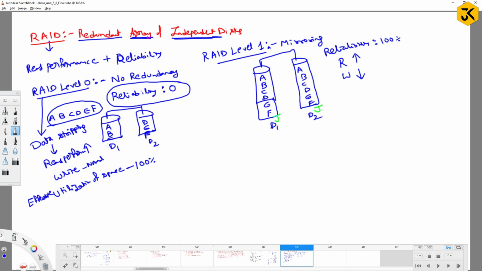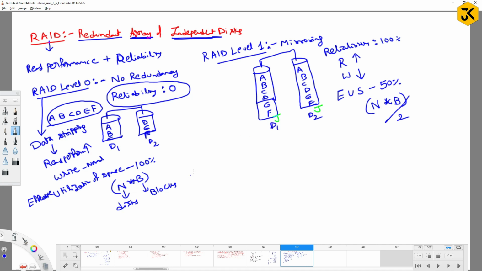Okay, fine. And what about the effective utilization of the space? How much space am I using here? Half of the space I am wasting to maintain the redundant copy of data, so the effective utilization of the space is 50%. If I have n disks where each disk contains B blocks, then the effective utilization of the space is n into B by 2. Whereas in RAID level 0 it is n into B, where n is the number of disks and B is the number of blocks in each disk.